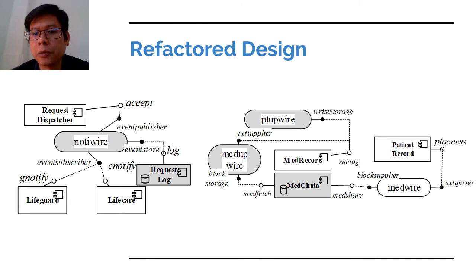In our paper, we use LiveNet as an example to demonstrate our approach. So these diagrams show some part of the design that has been refactored. The gray highlights what has been changed. For example, the request log component has been added. Notifier has been changed from a publish subscribe connector into the event sourcing connector. The med chain has been added as a blockchain to store some of the data, and the connector has been changed accordingly to interact with the blockchain.